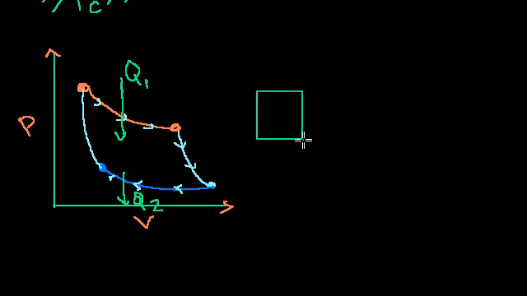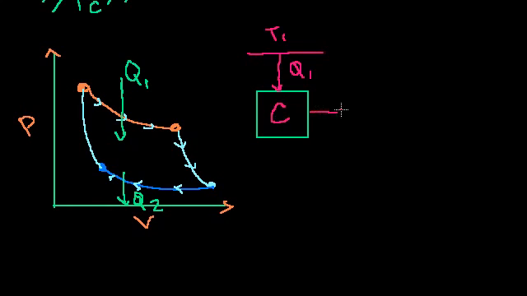I could also depict it like this, where that's my engine. This is my hot reservoir. Let me put this as T1. T1 is up here. It transferred Q1 to my Carnot engine. My Carnot engine did some work, and then left over, it transferred into my cold reservoir, T2, it transferred Q2. This is another way of depicting what went on in this Carnot cycle. And here I've actually drawn the engine.